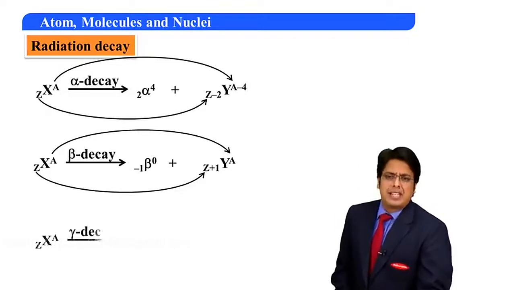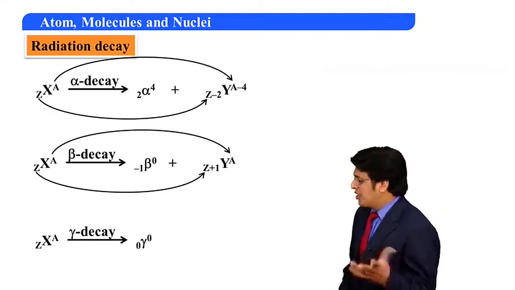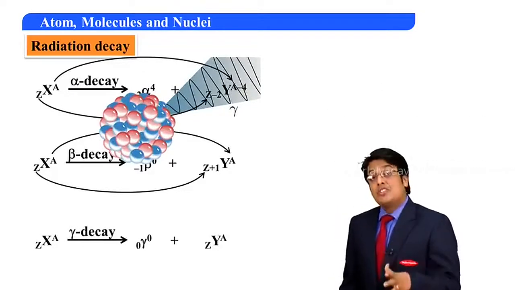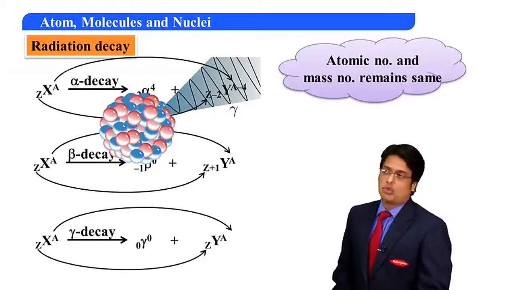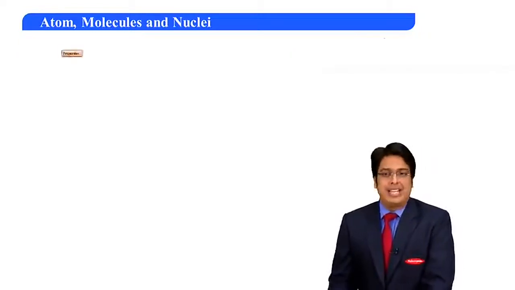Coming to gamma decay. In gamma decay, because it's a photon with no charge and no mass, the mass number and charge number of the new nucleus are the same as the parent nucleus. What is emitted is just energy. So this is what decay is.